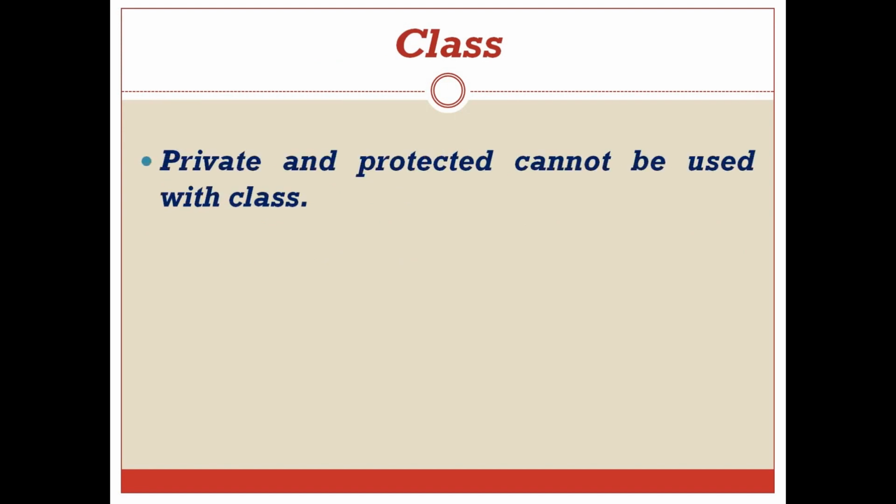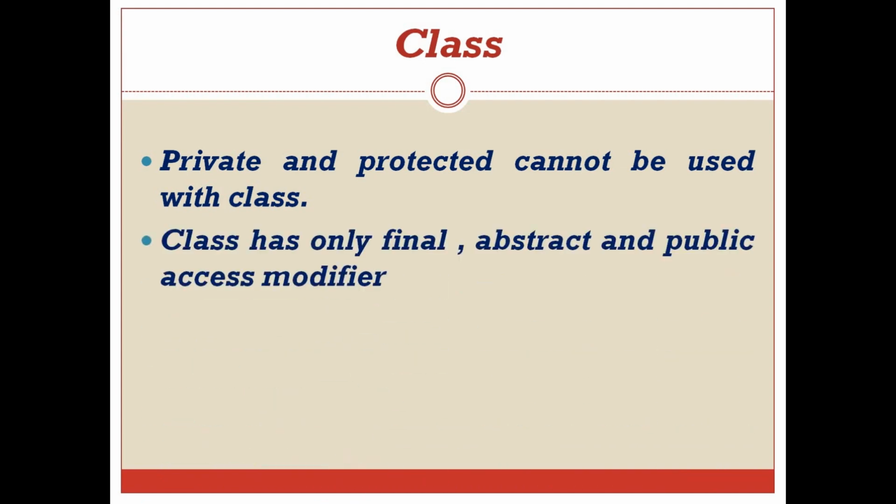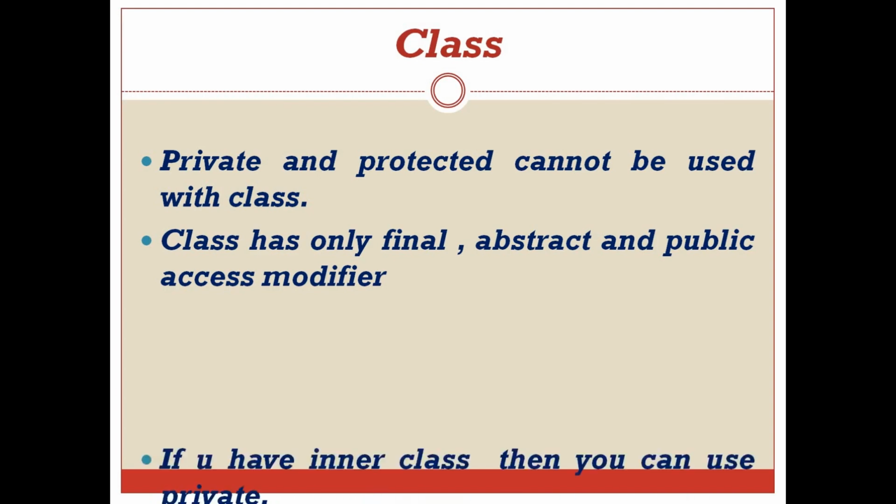So class. At class level, we cannot use the private and protected access modifiers. Like private and protected cannot be used with class. Okay. So a class cannot be declared as private and protected, because classes are always public. Class has only final, abstract and public access modifiers.